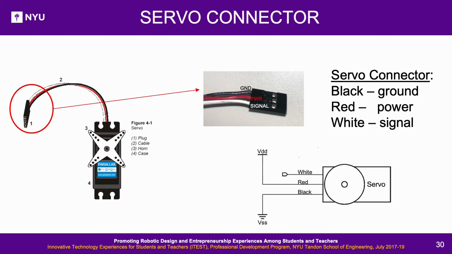Servo connector. A servo motor has a connector for 3 pins. The black wire is for the ground, the red wire for the power supply and the white wire for the signal. More often than not, if the servo is not working at all, odds are the connections to the servo are not in the right order. This is a common mistake.